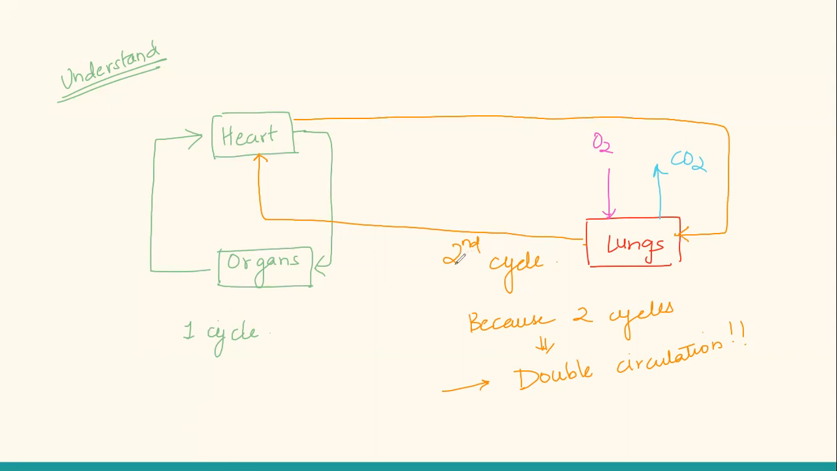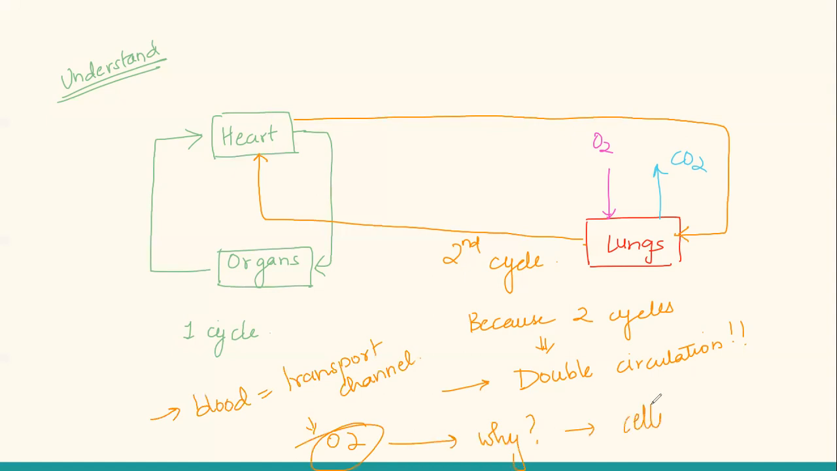This I drew for you to understand why there are two cycles. In this one cycle, blood is being pumped. Blood is being pumped because all your organs and everything need blood, because blood acts like a transport channel for everything. It carries water, proteins, enzymes, salts, everything is transported by your blood. This transport channel also transports oxygen to all parts of the cell. And why do we need oxygen? We need it for cellular respiration.